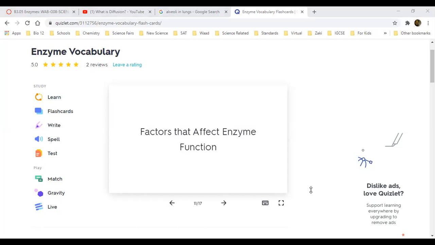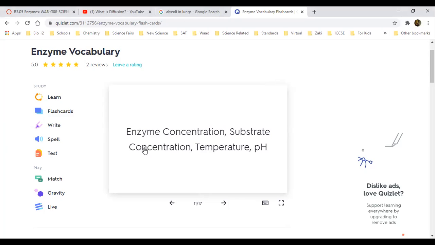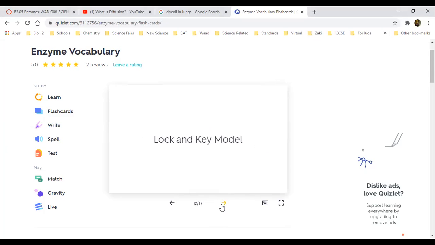Yes, Awais, you are absolutely right. Mister, one of the factors is temperature. Perfect. And what's the second? pH. Perfect. So good job. These are the 2 factors on which the enzyme will be affected. Enzyme concentration, we didn't discuss this, so let's leave it.